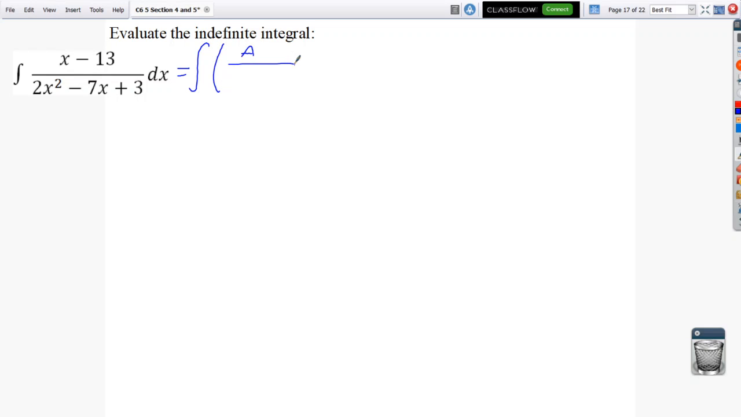So again, that took me a little bit of time just because I'm practiced at all my algebra 2. I happen to know that one of the factors was x minus 3. The other factor was 2x minus 1, dx.